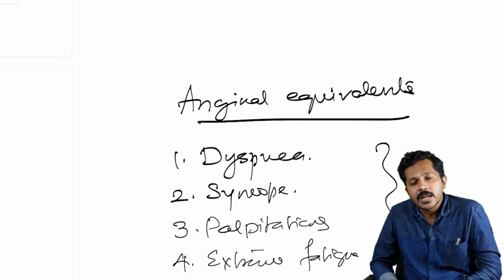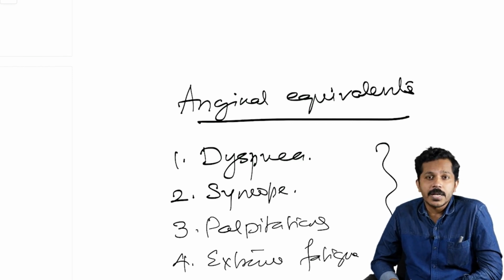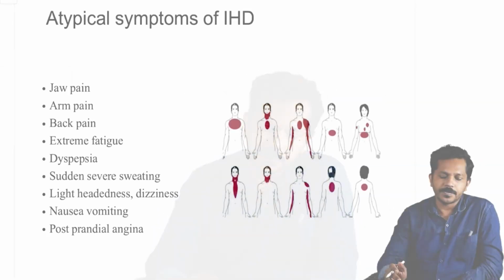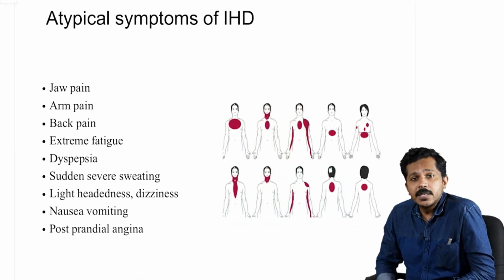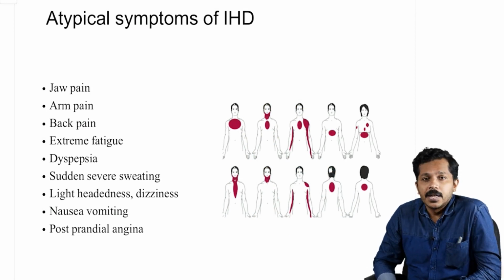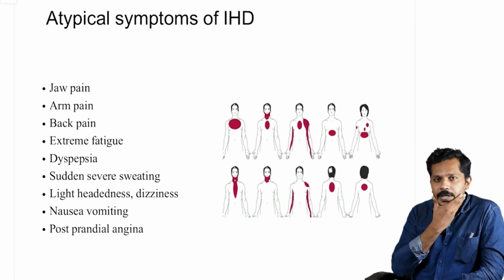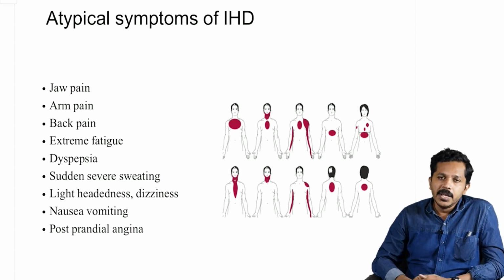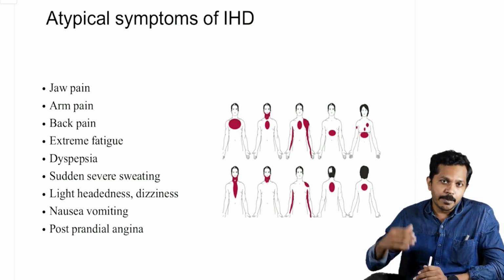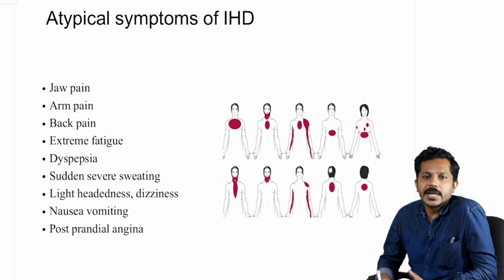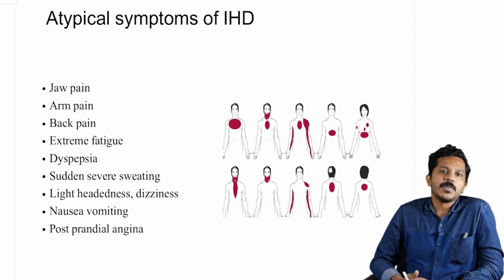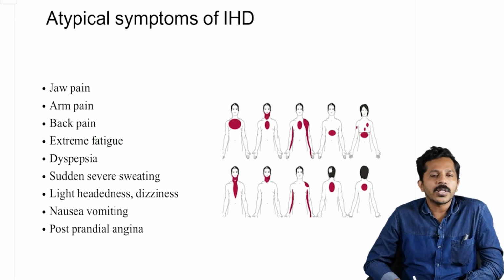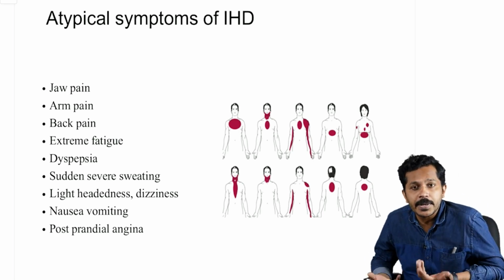Similarly, there are certain atypical presentations of angina as well. Let us see what those are. The patient may present with a lot of atypical symptoms, like isolated jaw pain. They may present with jaw pain only, or arm pain only, or atypical sites like back pain, which is usually mistaken for some other cause, but sometimes it may be due to an ischemic heart disease. Or the patient may complain of dyspeptic symptoms.